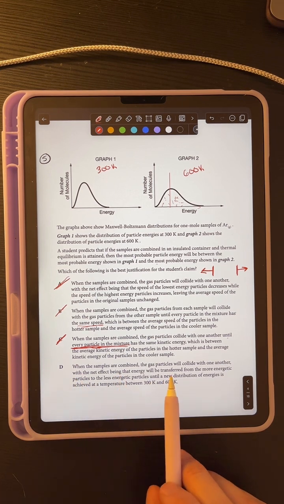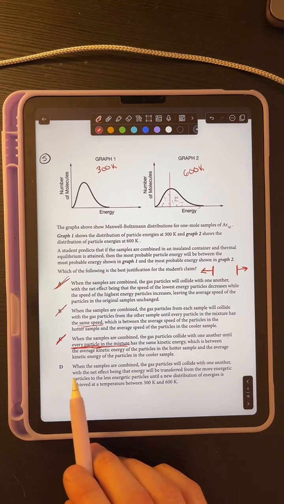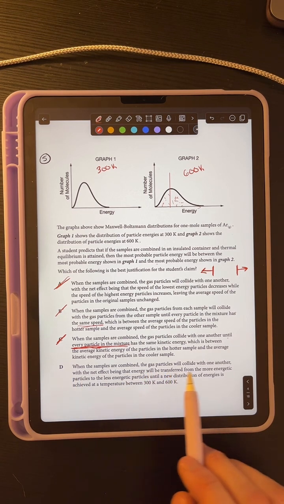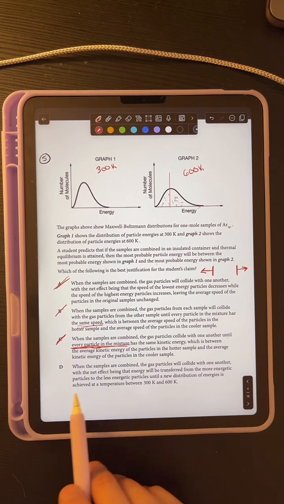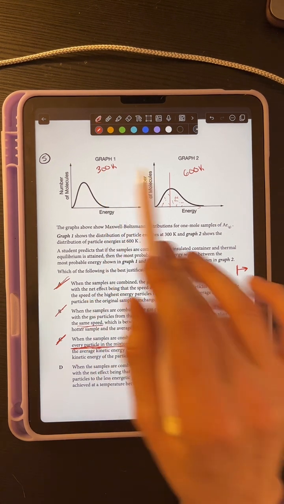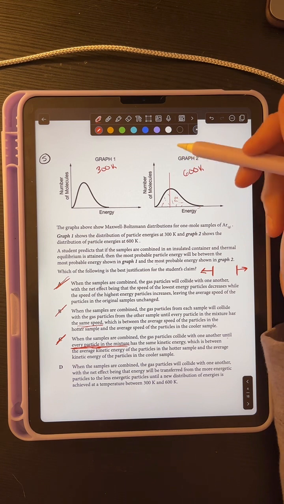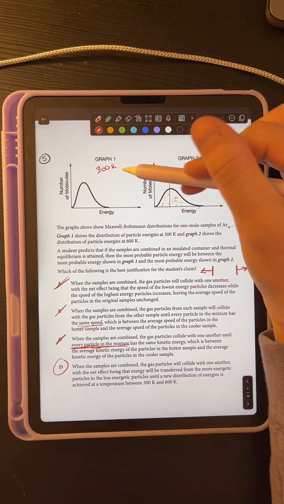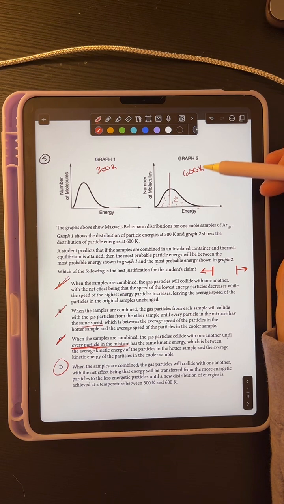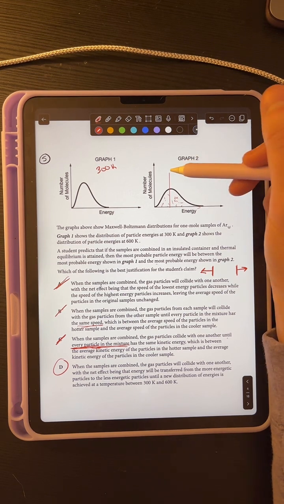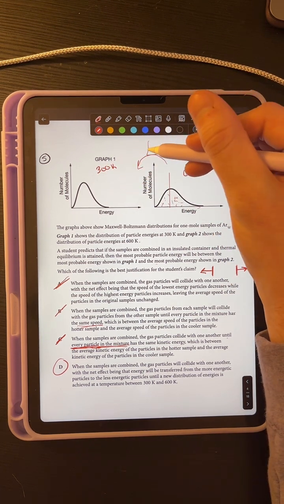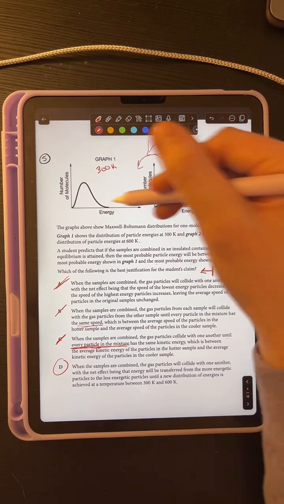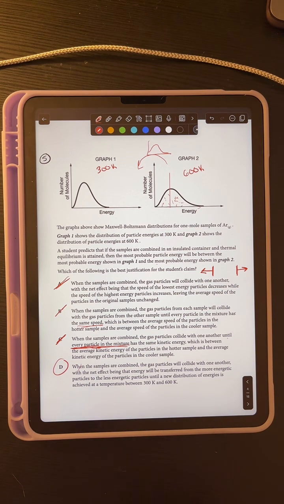When the samples are combined, the gas particles will collide with one another. We know that's true. With the net effect being that the energy will be transferred from the more energetic particles to the less energetic particles until a new distribution of energies is achieved at a temperature between 300 and 600. And that is going to be our answer because that's saying, well, we have something at a higher thermal energy. We have something more energetic. That's going to transfer that energy to our less energetic until we get a graph that is somewhere in between those two. And so that is our answer. D is our answer. That was a lot of words.